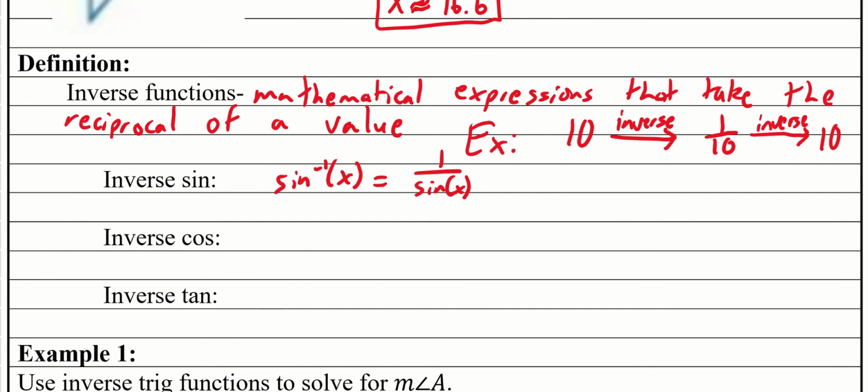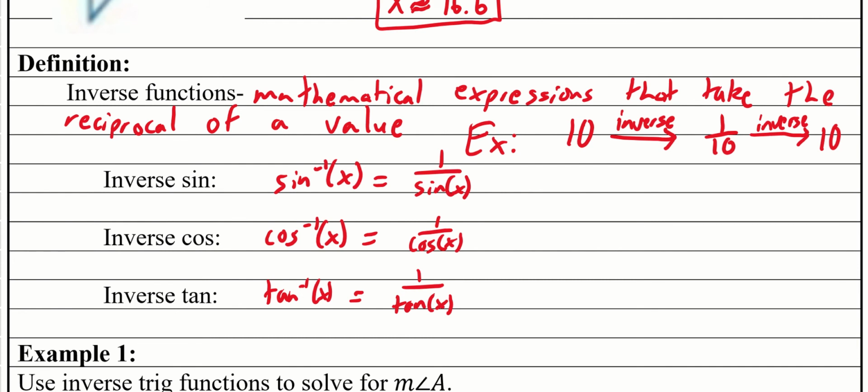And then the same idea works for the rest as well. If I want to write inverse cosine, I'd write cosine to the negative first of x, and that equals the same thing as 1 over cosine of x, okay? And then the last one here, tangent, has the same idea. Tangent to the negative first power of x equals 1 over tangent of x, okay?